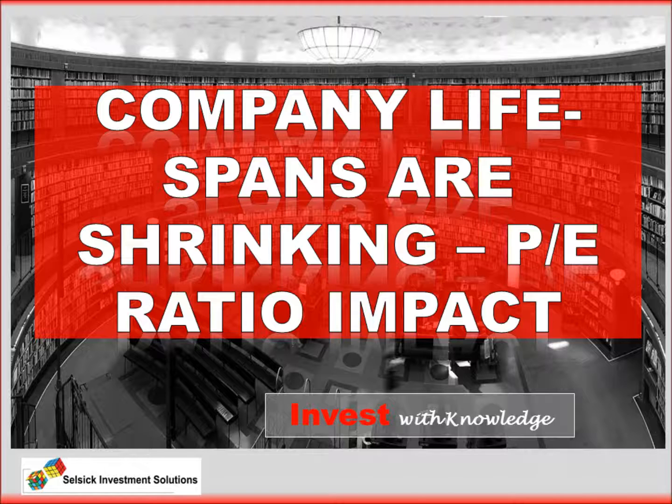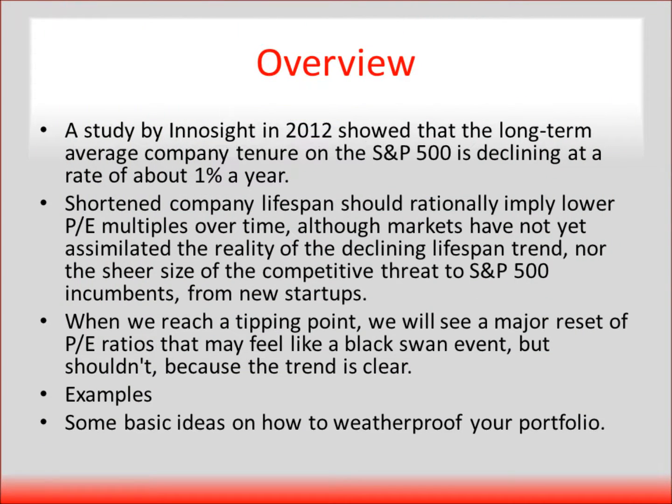This video is called Company Lifespans Are Shrinking, Understand the Impact on the PE Ratio. Back in 2012, there was a study put out by a consulting firm called Innosight that looked at the long-term average company tenure on the S&P 500 and highlighted how it had been declining over time. If you have shortened company lifespans, that should rationally imply lower PE multiples over time, simply because companies are not going to be around for as long as they used to be.